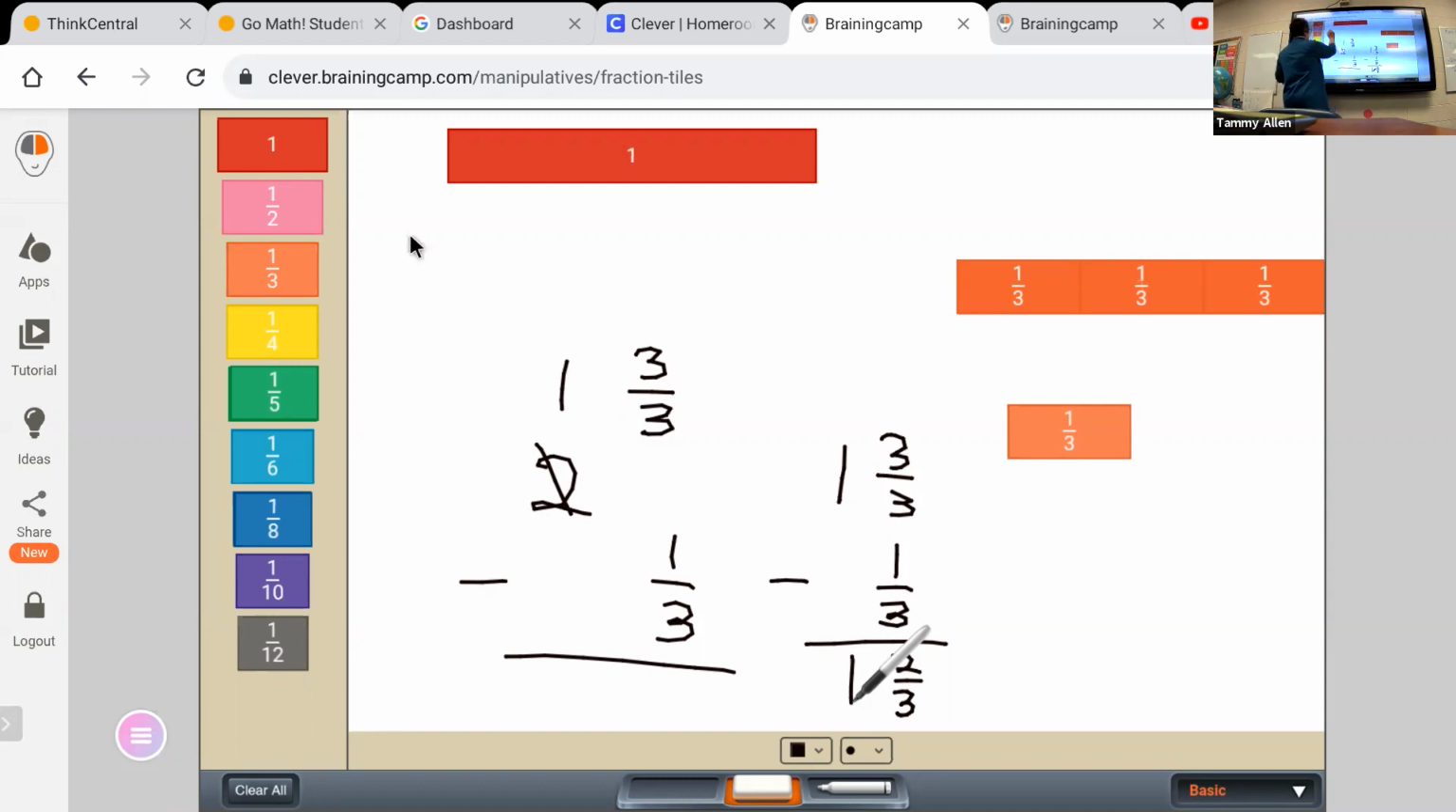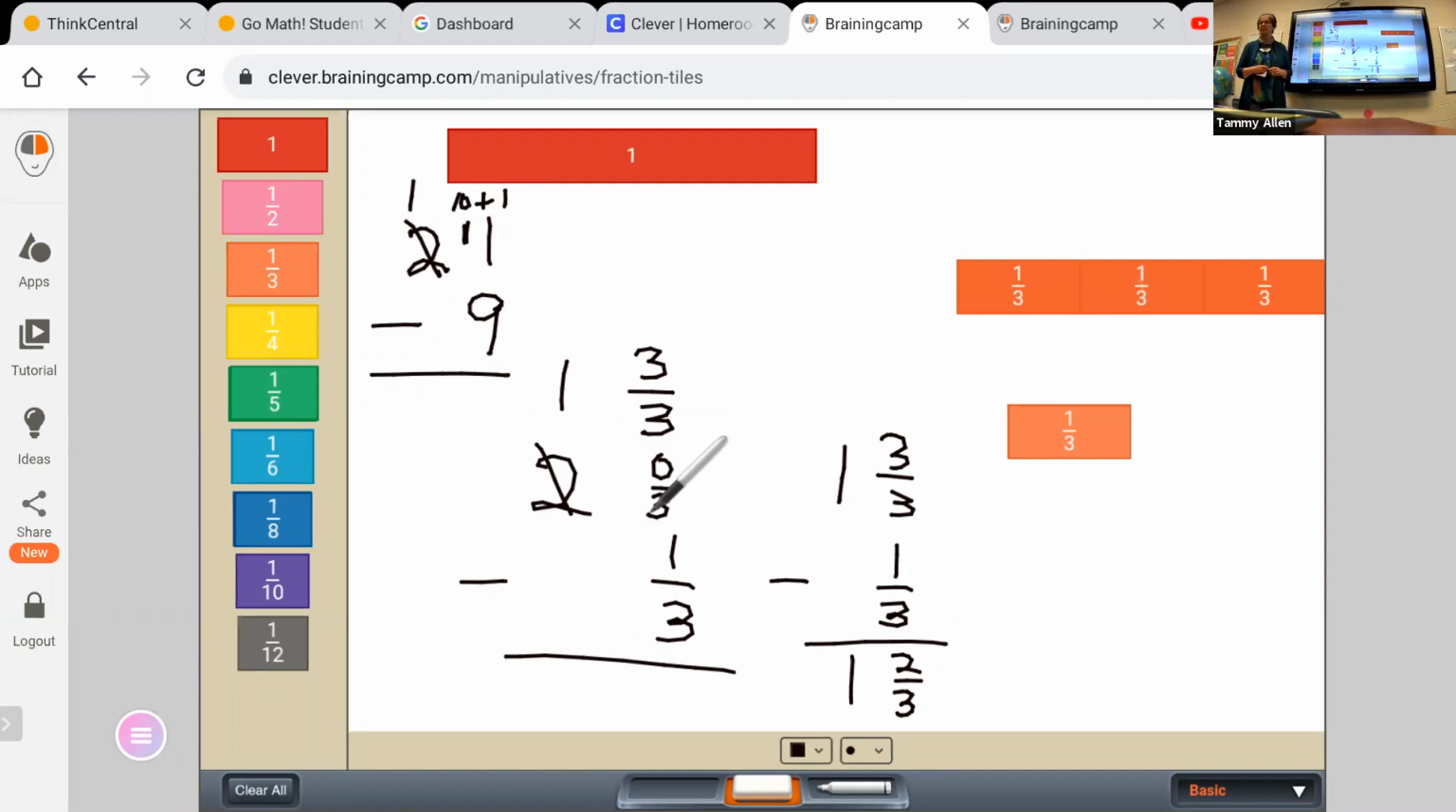When we do 21 minus 9, I borrow a 10, and 10 plus 1 makes this 11, right? So I'm going to borrow 1 whole amount, and it becomes 3/3 because it's fraction pieces, not a group of 10. And I had nothing here. I had 0 thirds here. 0 thirds plus 3/3 is 3/3. Okay, does that help?